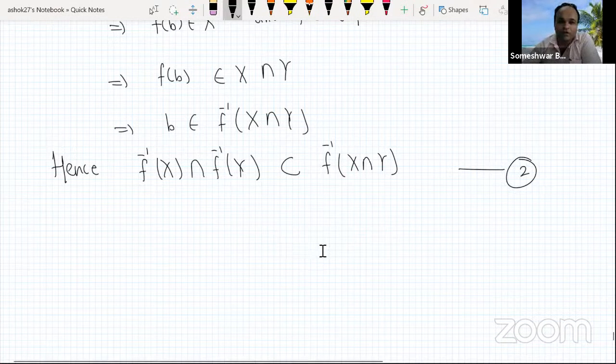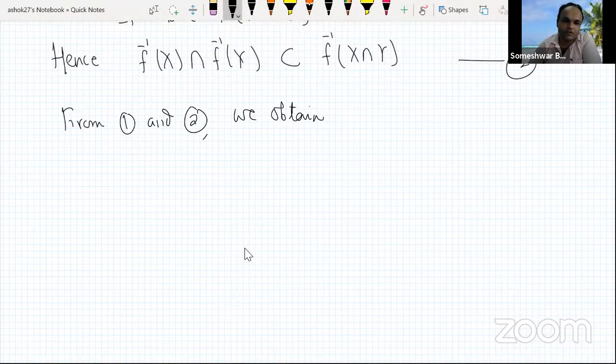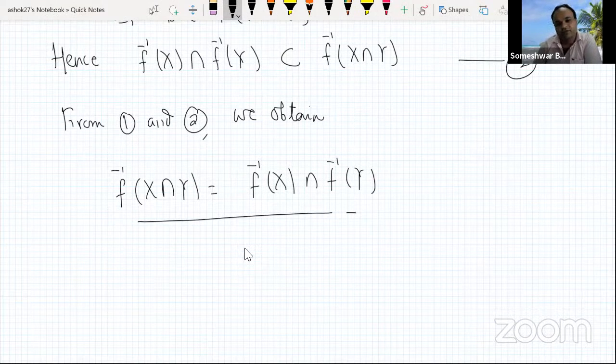So from 1 and 2, what will we get? We obtain f inverse of X intersection Y will be equal to f inverse of X intersection f inverse of Y, and this is our required equality. So this is the proof of theorem 3. So next we'll prove theorem number 4.